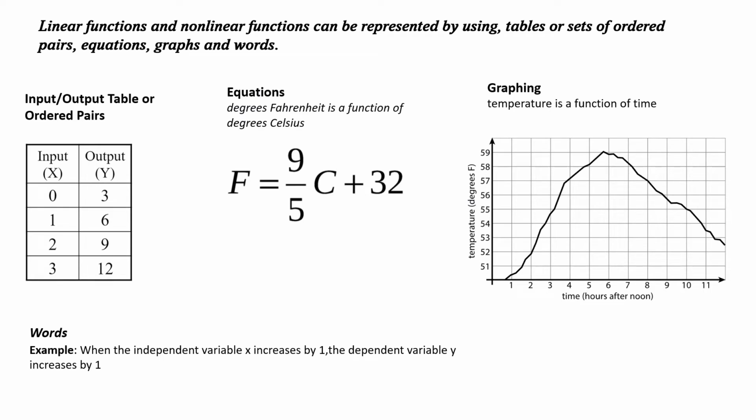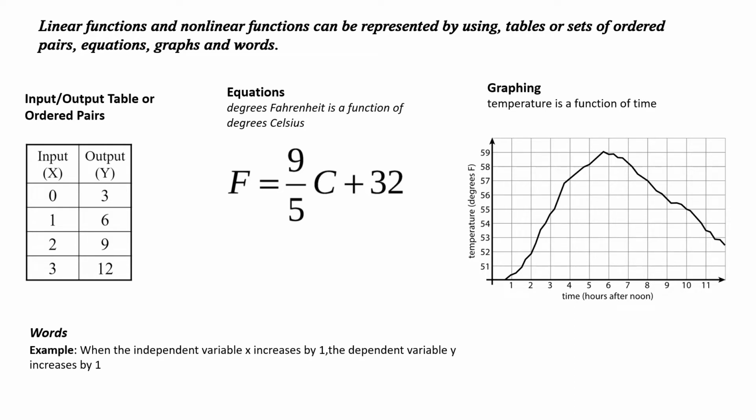Linear functions and nonlinear functions can be represented by using a table, which is also ordered pairs. They can be used with an equation. Here, this is a formula if you wanted to know what the Fahrenheit or the Celsius is. This is the formula you would use. You would just plug in. So say, for instance, you're going to Europe and you don't know what 20 degrees Celsius means in Fahrenheit, because when we talk temperature, we're talking Fahrenheit.